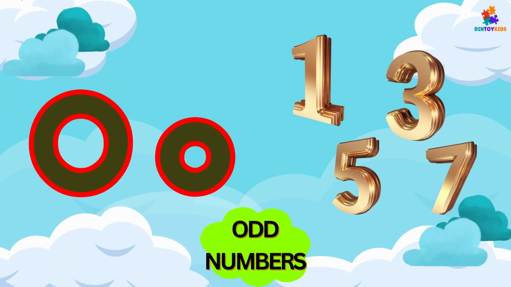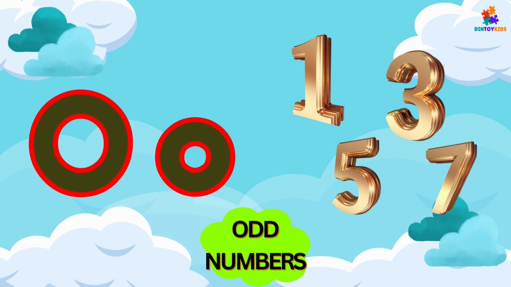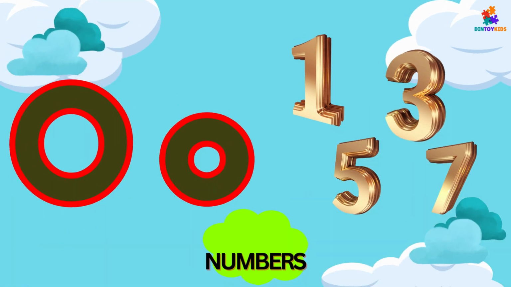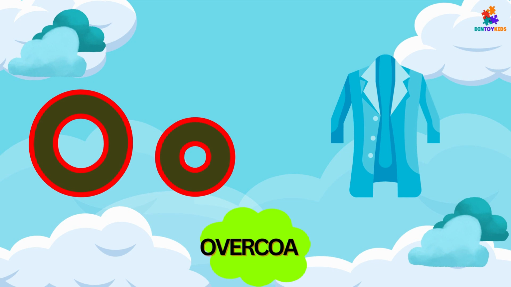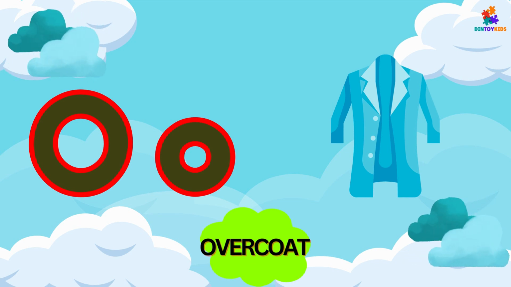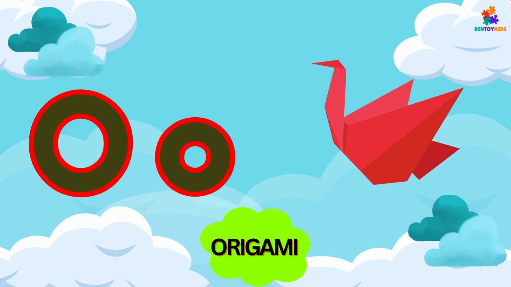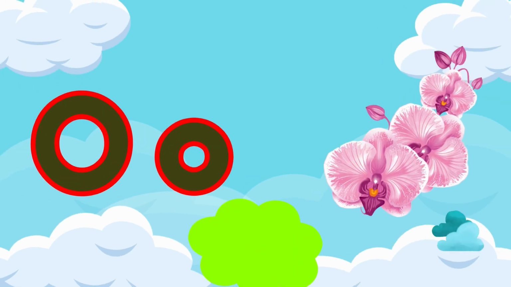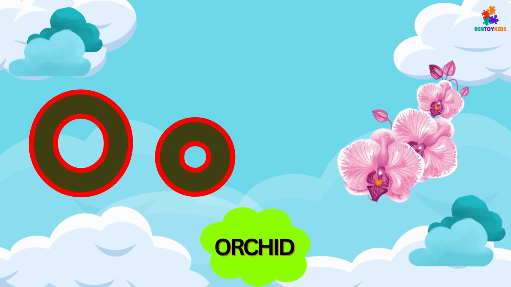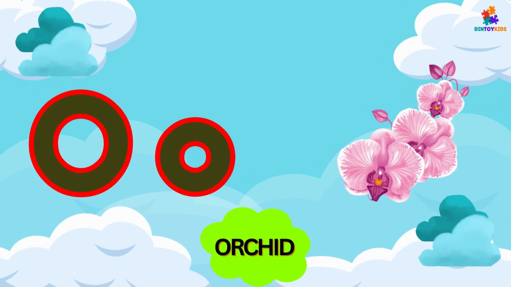O is for odd numbers, odd numbers. O is for overcoat, overcoat. O is for origami, origami. O is for orchid, orchid.